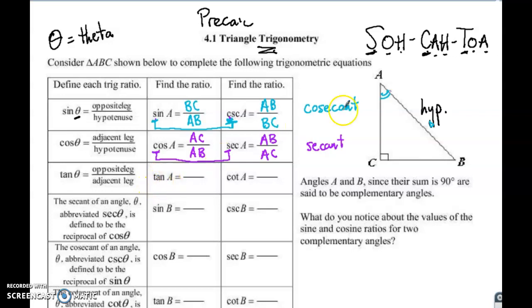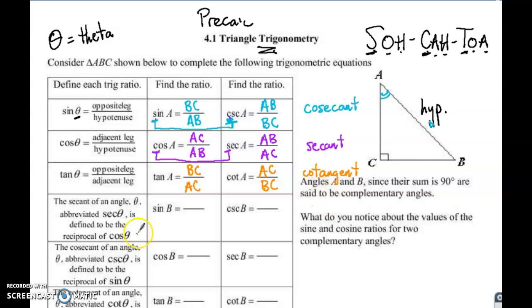So then looking at tangent, again following SOHCAHTOA, tangent's opposite over adjacent. Well, opposite of angle A is side length BC, and then adjacent is AC, and this is cotangent, in case you've never seen this before. Cotangent, that's how you spell it, C-O-T, because we're lazy in math, we write the shorthand, is the reciprocal of tangent, AC over BC.